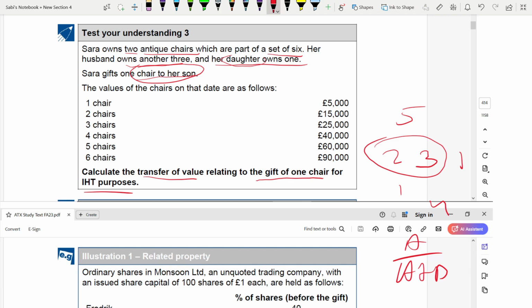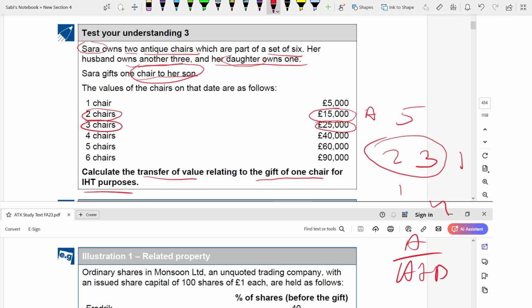Donor is Sarah. How many chairs is Sarah having? 2 chairs. So what is the value of 2 chairs? 15,000. This is A. First identify that. Then B. B is related property. That is the husband. How much is the husband having? 3 chairs. 3 is worth 25,000.